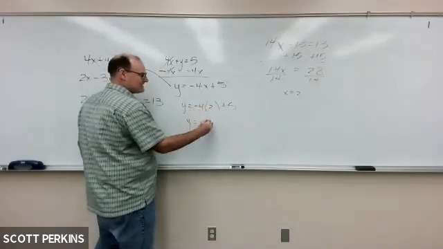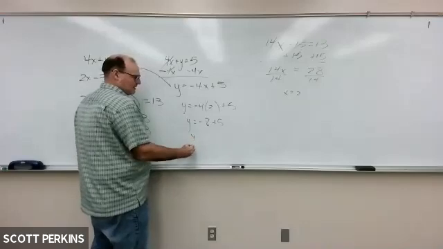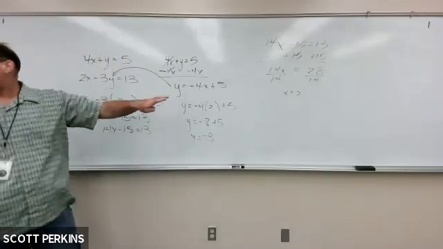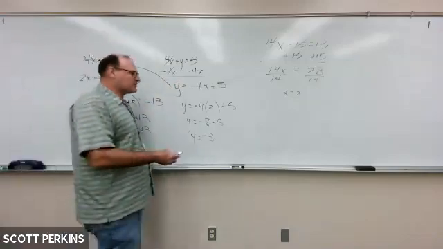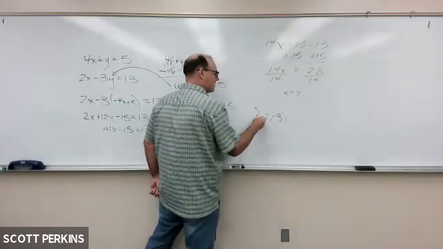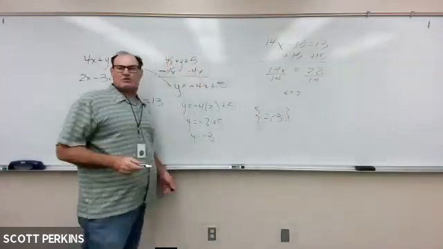Negative 4 times 2 is negative 8. Negative 8 plus 5 is negative 3. I've got my x value. I've got my y value. We're good. We're just about ready to celebrate. But before we do that, we've got 2, negative 3. There is our solution to this problem.